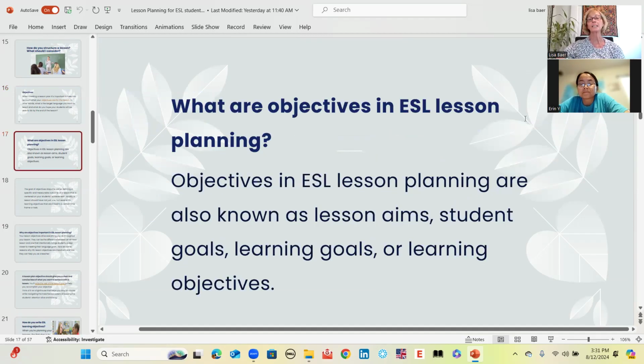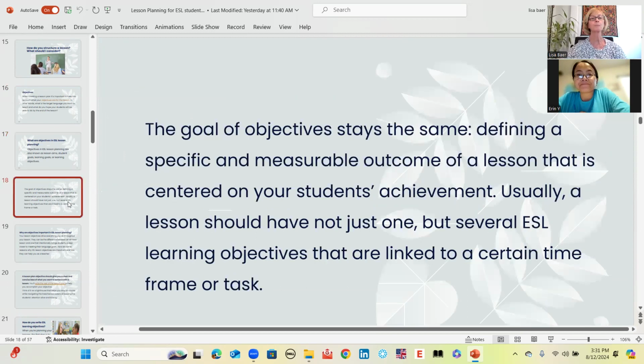What are objectives in ESL lesson planning? Objectives in ESL lesson planning are also known as lesson aims, student goals, learning goals, or learning objectives. The goal of objectives stays the same: defining a specific and measurable outcome of a lesson that is centered on your students' achievement. Usually, a lesson should have not just one, but several ESL learning objectives that are linked to a certain time frame or task.